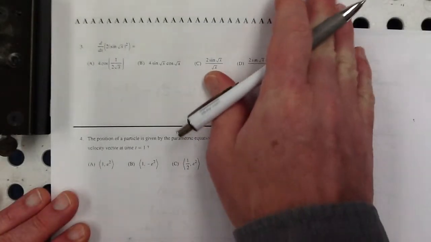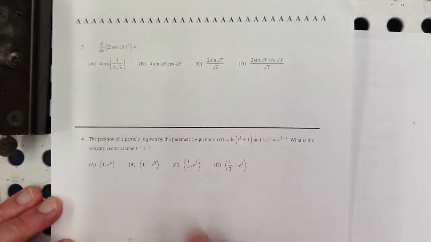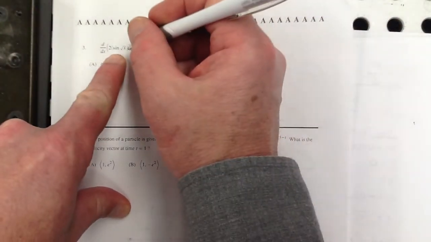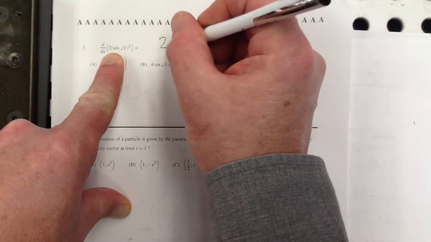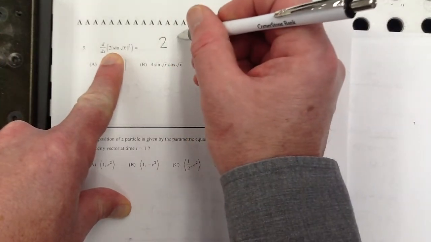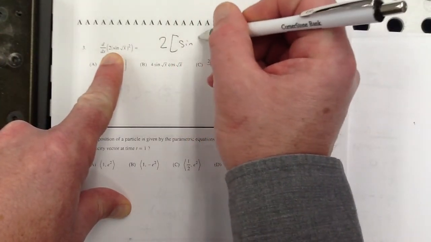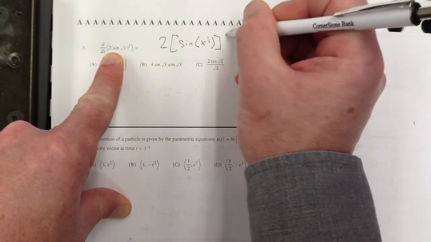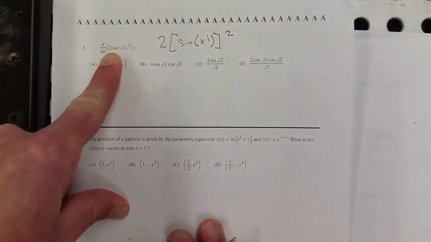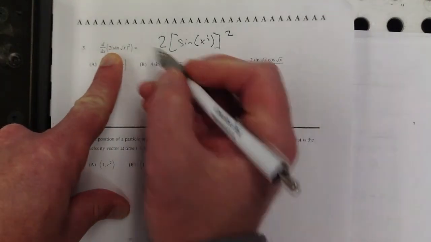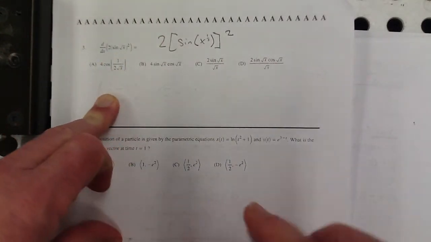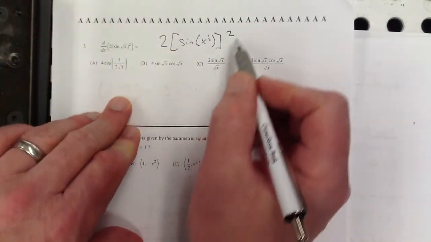Number 3, the derivative of this mess, that looks like a bunch of chain rule kind of stuff. I'm just going to rewrite it as 2 times the sine of x to the 1/2, squared. I like that better. At least they didn't put the little sine squared in there. They could have done that, because that would be correct notation for that. Okay, so little Russian dolls, right?